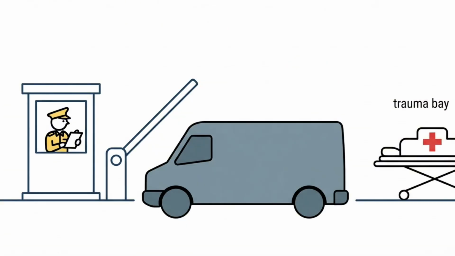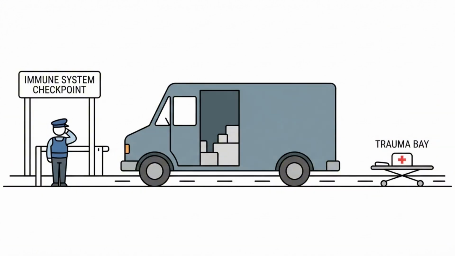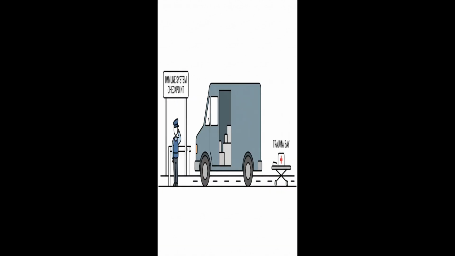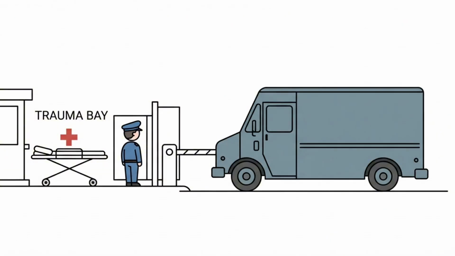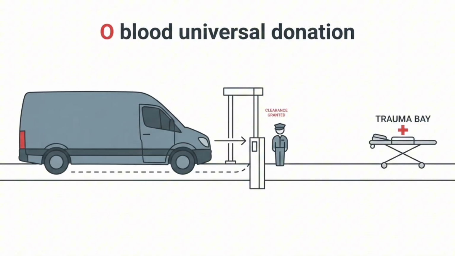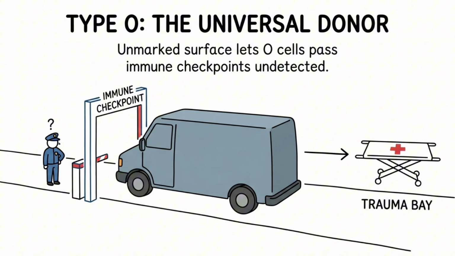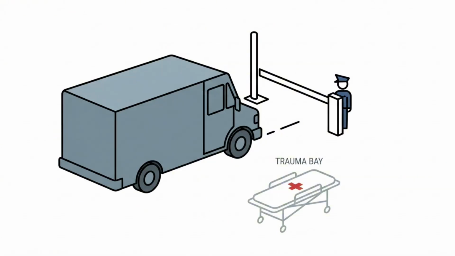To understand why that absence matters, picture every red blood cell as a delivery van, and picture the immune system as a checkpoint guard scanning every van that rolls through. A and B antigens are like company logos painted on the side of the van. Flashy, specific, and instantly recognizable to a guard trained to spot them. A Type O van has no logo at all. It's just plain gray steel.